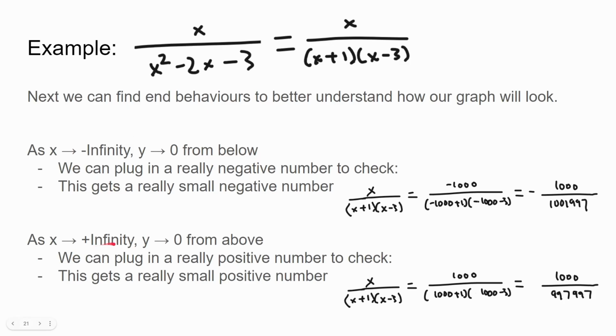As x approaches positive infinity, y approaches 0 from above. And we can check this by plugging in a positive number, and you'll see the result is also a very small number, so it's approaching 0, but it's positive, which means it's approaching 0 from above.